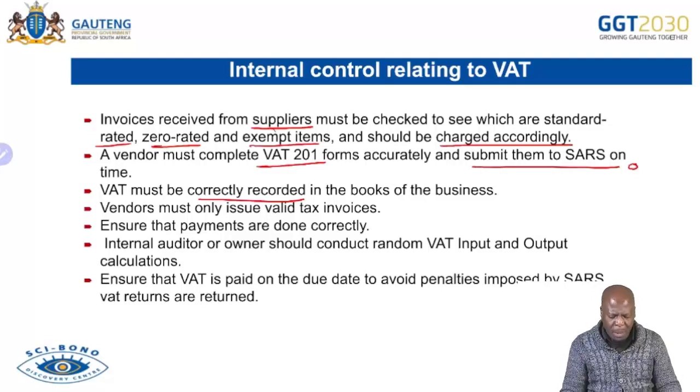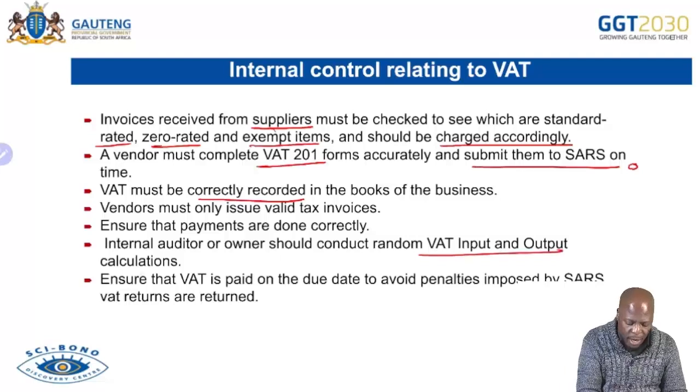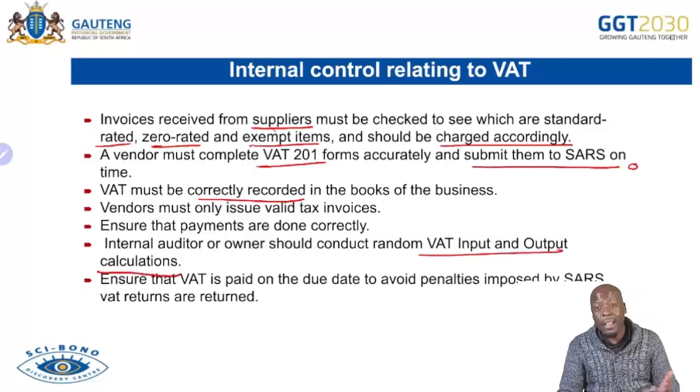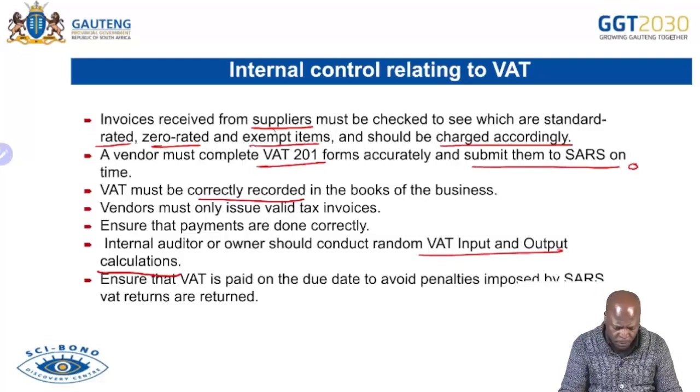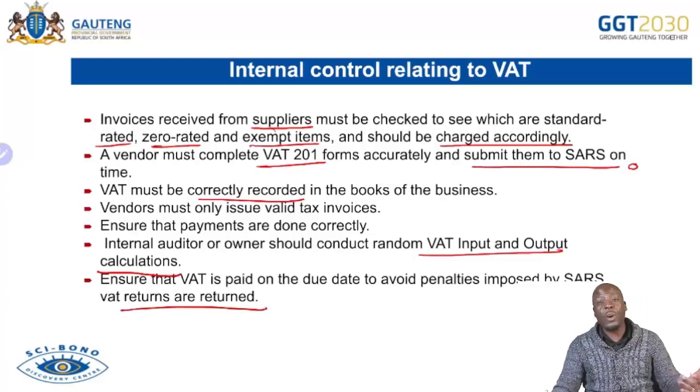Now, we must also ensure that payments are done correctly. It is also important that the internal auditor or the owner should conduct random VAT input and output calculations. All right, that should be done to ascertain if things are going on as they should. And we should also ensure that VAT is paid on the due date to avoid penalties that can be imposed by SARS on late returns. Okay, I think you already know that once the returns are late, penalties will be charged. So a business should ensure that submissions are done on time to avoid penalties.